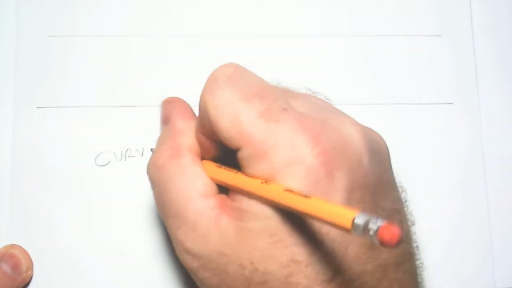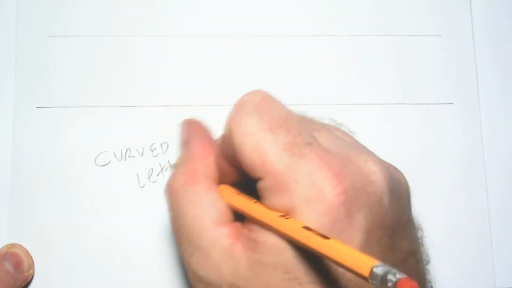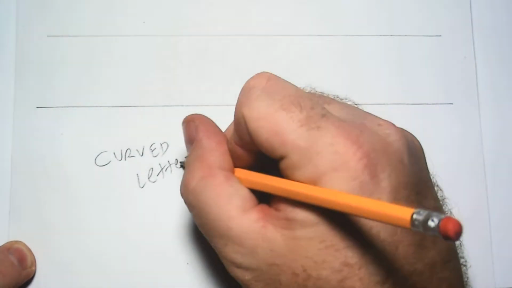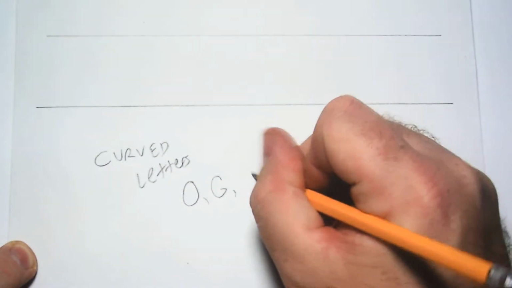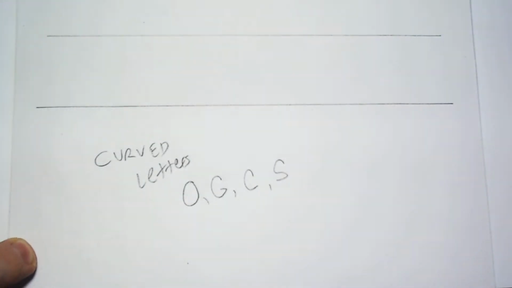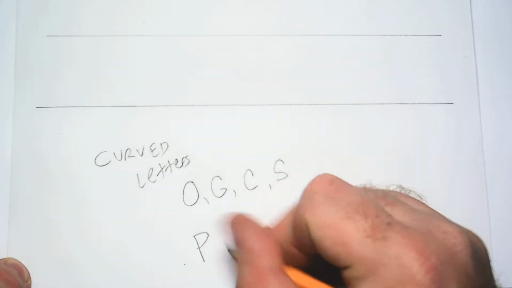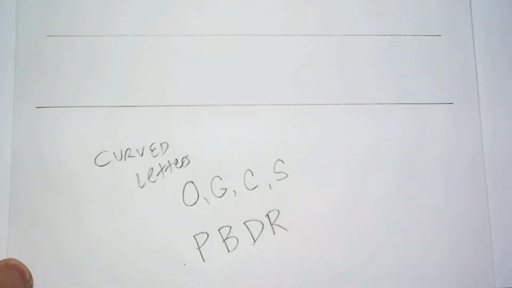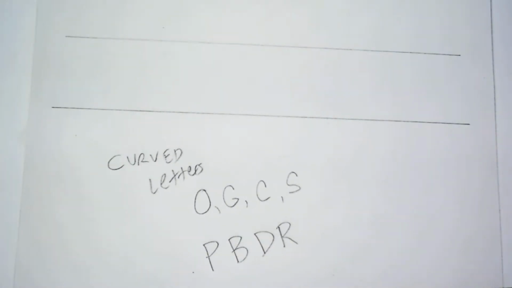So what's a curved letter? Curved letters are going to be things like your O, your G, your C, your S, okay? Those are curved letters. And then we have letters that have curve in them, like your P, or your B, or your D, or your R, right? They all have curve in them along with straight letters, right? Or excuse me, straight lines. So we want to go ahead and play around with those first.